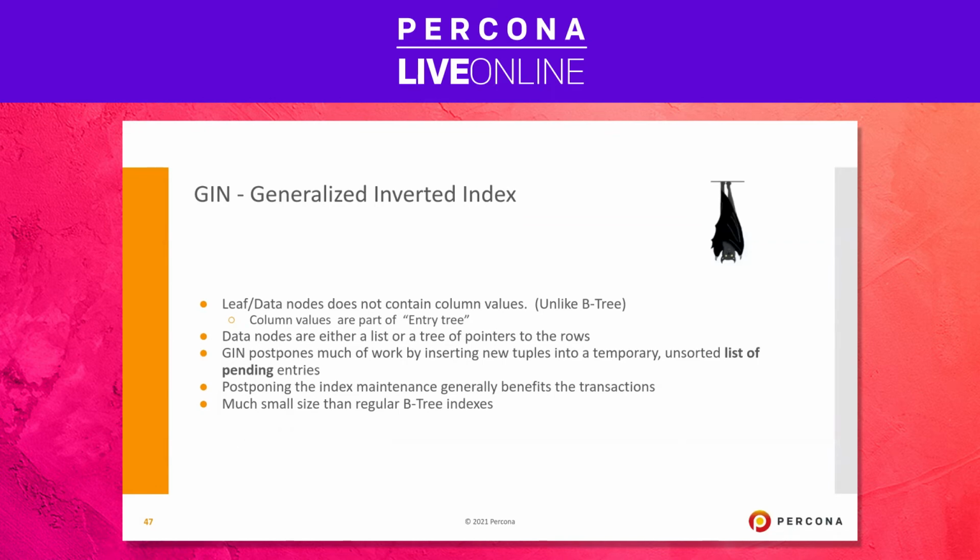So I often conceptualize this as a hanging bat. The entry tree is small, from where all the leaf data nodes are referred. So the data nodes are either a list or a tree of pointers to the actual rows. So there are two types of nodes here. We have the entry tree nodes where the actual keys are stored, and we have data nodes.